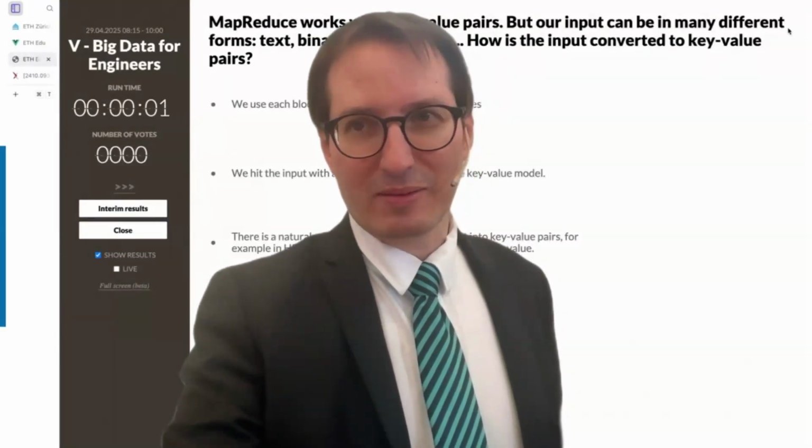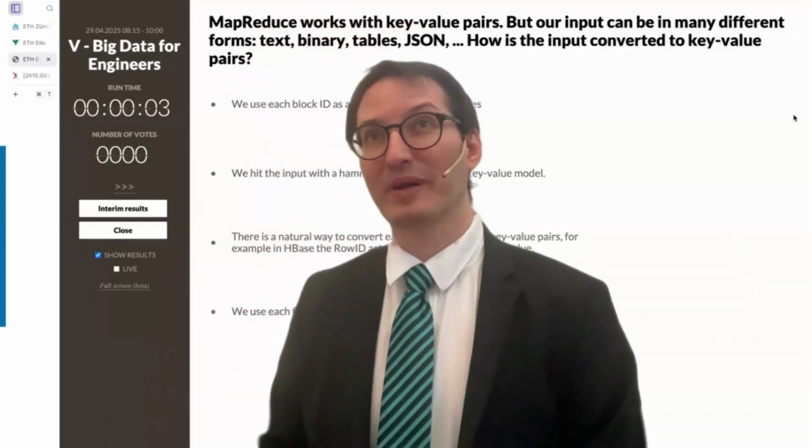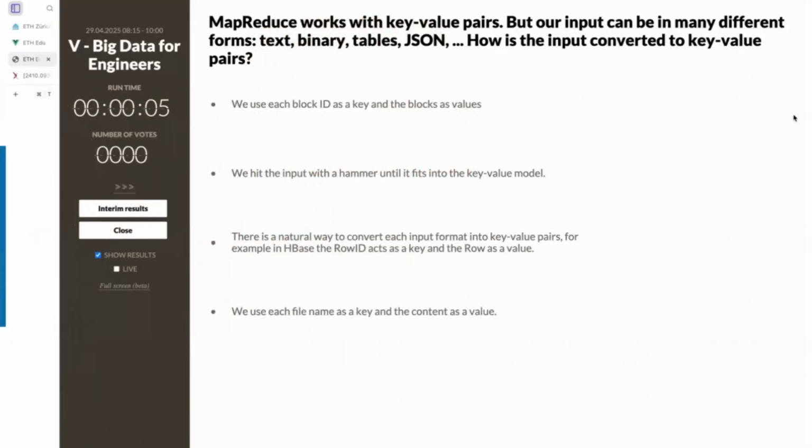So you saw that MapReduce works with key value pairs. Everything is a key value pair. The input is a collection of key value pairs. The intermediate output is a collection of key value pairs. And the final output is also a collection of key value pairs. But you know that not everything in the world is a key value pair or a collection of key value pairs, right? So what do we do?